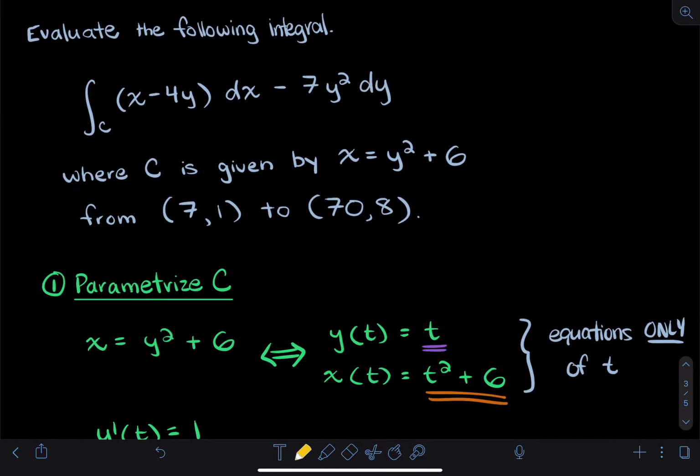So remember, the whole point here is that we're trying to go from a line integral to a definite integral. Now this was a combination of coordinates. In the next video, we're going to be looking at the arc length, if we want to integrate with respect to the arc length.